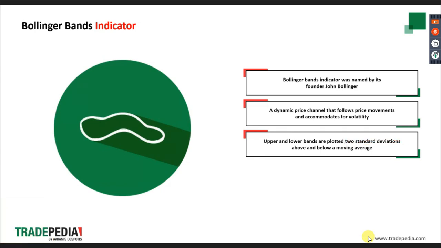These 2 plotted standard deviations are above and below a moving average.